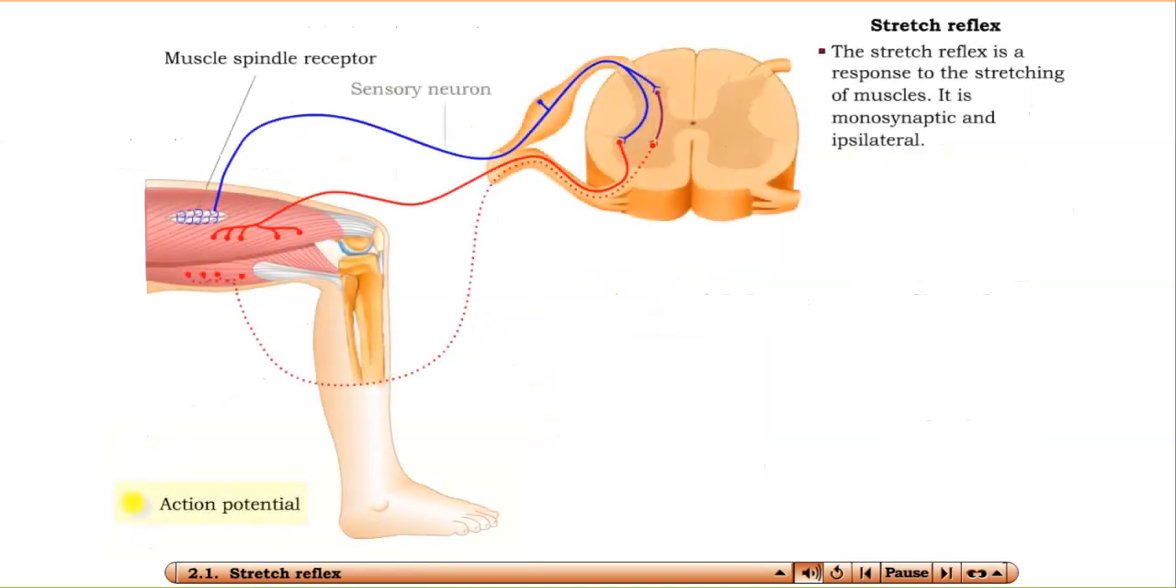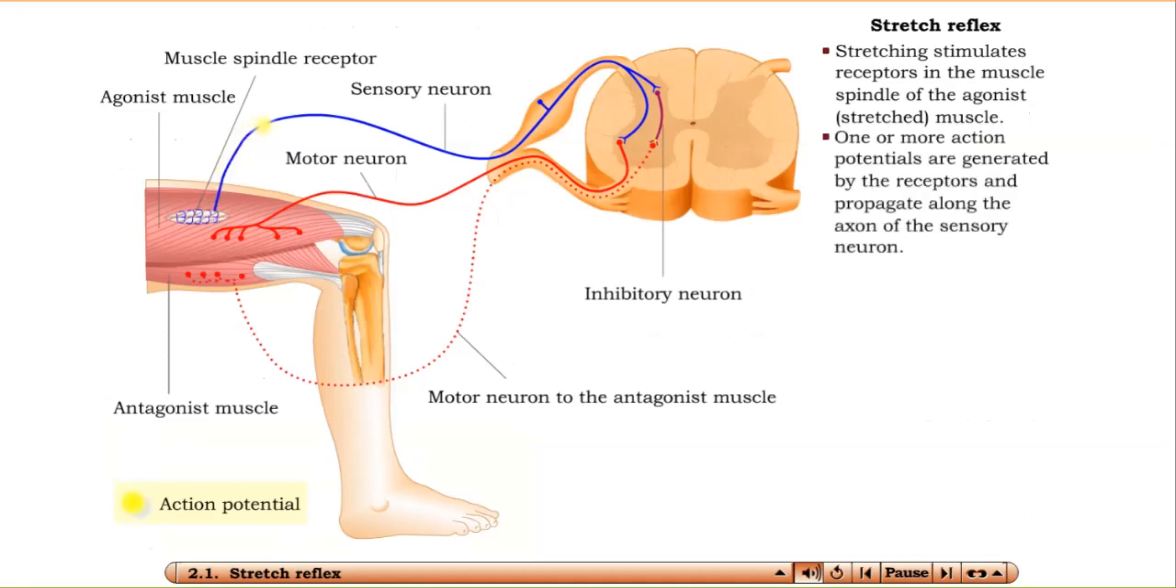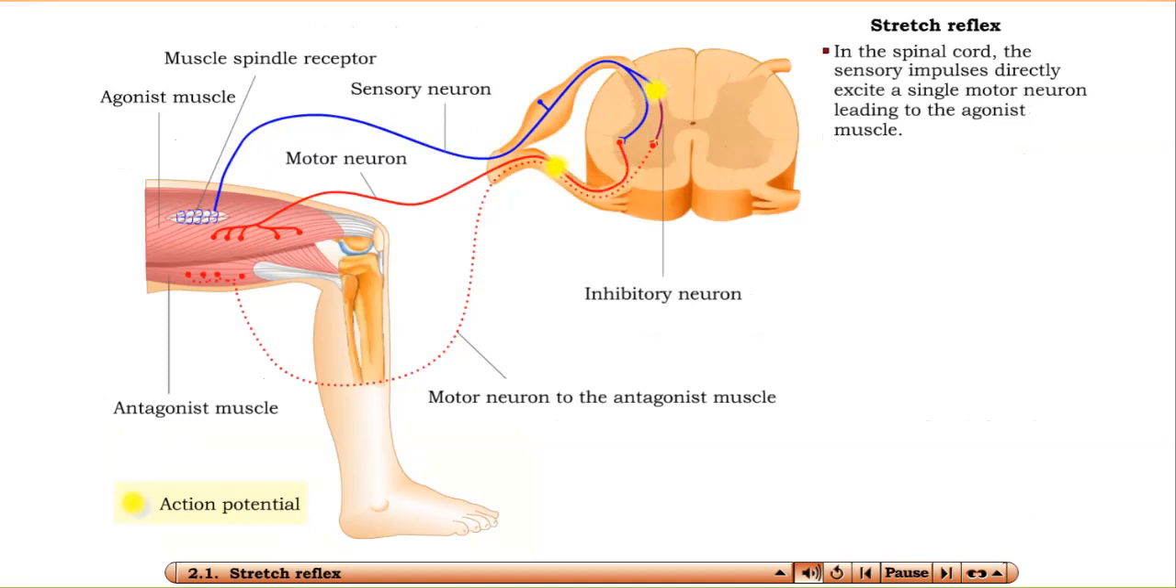The stretch reflex is a response to the stretching of muscles. It is monosynaptic and ipsilateral. Stretching stimulates receptors in the muscle spindle of the agonist, stretched muscle. One or more action potentials are generated by the receptors and propagate along the axon of the sensory neuron. In the spinal cord, the sensory impulses directly excite a single motor neuron, leading to the agonist muscle.